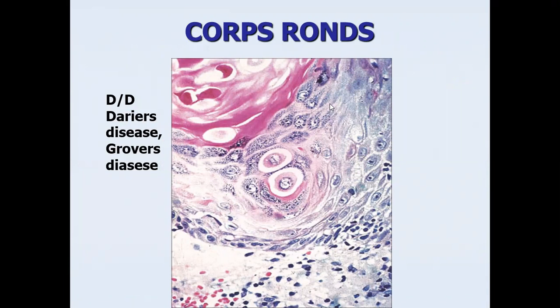Corps ronds. Corps ronds are dyskeratotic cells, and dyskeratosis is a common feature of Darier's disease, Hailey-Hailey disease, and Grover's disease. So corps ronds are seen in the stratum corneum beneath the follicular plug, which we commonly see in Darier's disease. These cells appear as disintegrated nuclei with a halo surrounding them.